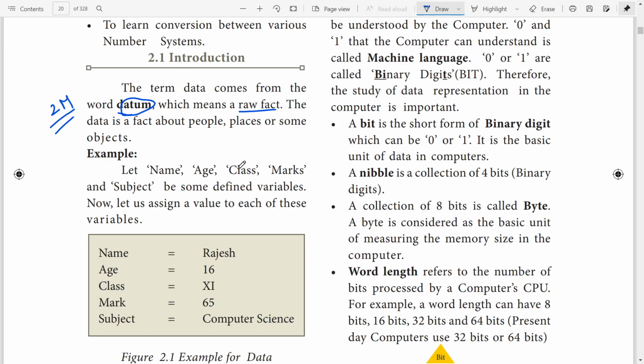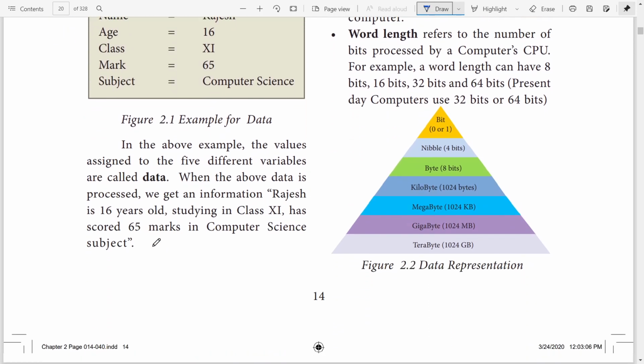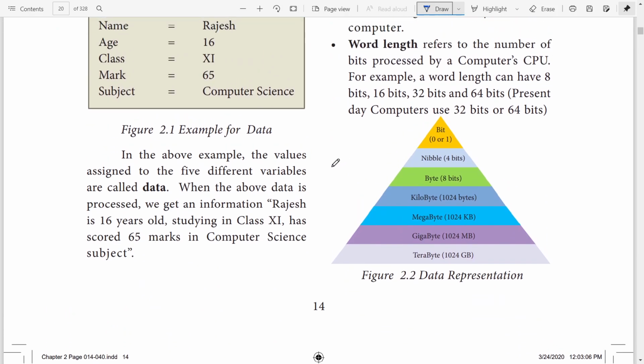Let name, age, class, marks, and subject be some defined variables. Now let us assign a value to each of these variables. Name is assigned as Rajesh, age is 16, class is 11, mark as 65, and subject value is computer science. In the above example, the values assigned to five different variables are called data.